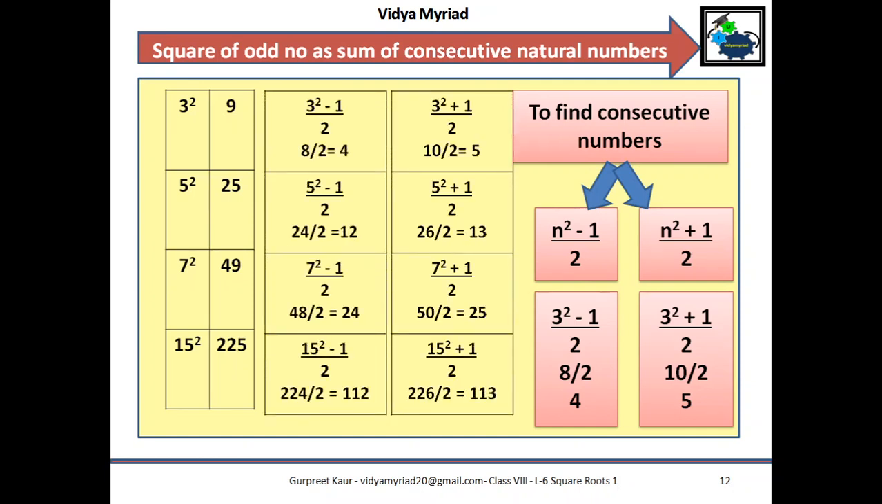If you look at 5 square, 5 square minus 1 upon 2, 5 square plus 1 upon 2, the consecutive numbers are 12 and 13. For 7 square, your answer is 24 and 25. For 15 square, your answer is 112 plus 113 to get 225. So this is the way how you will find out the sum of natural numbers whose square of odd number is given to you.